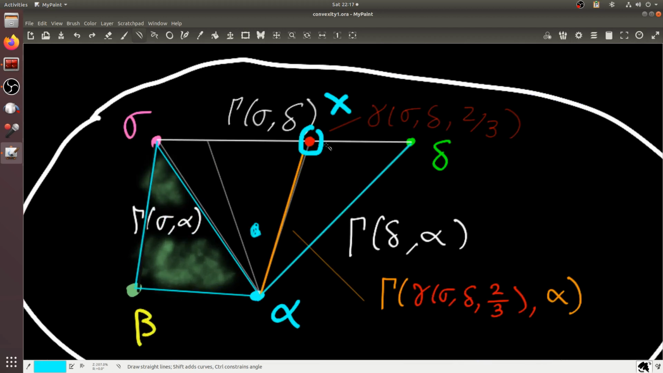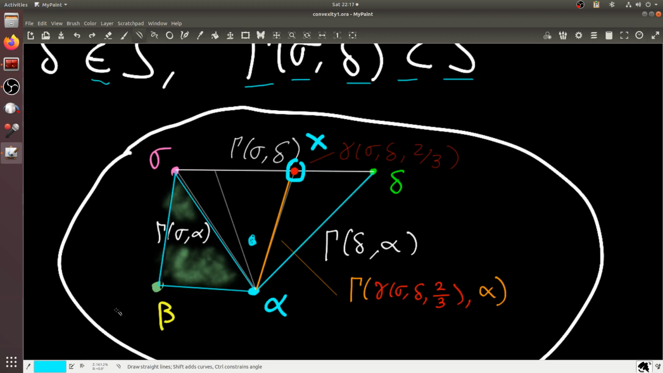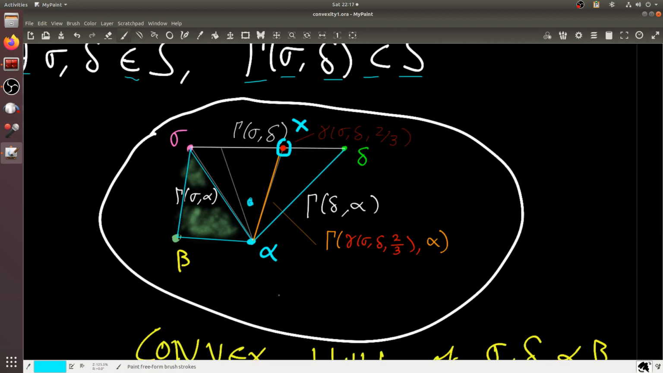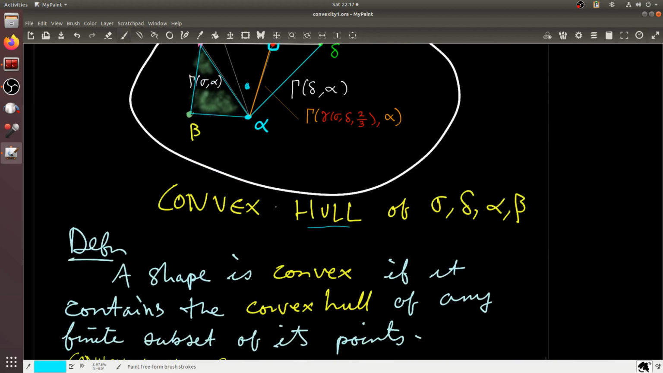You just repeat this for every x on this line, and you can fill in the whole triangle. And similarly, you take beta, and you repeat the construction using every point in the triangle, and you can get a quadrilateral. You could get any polygon that has a finite number of points. And so, this is called the convex hull.